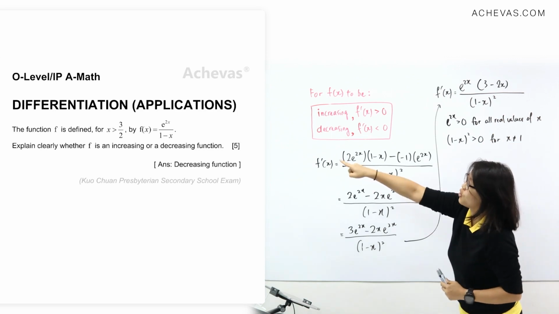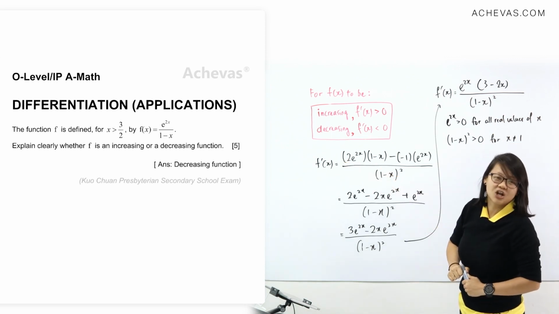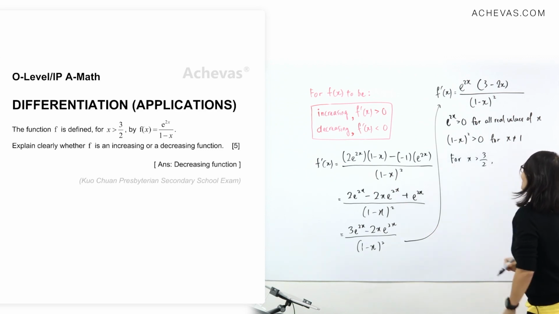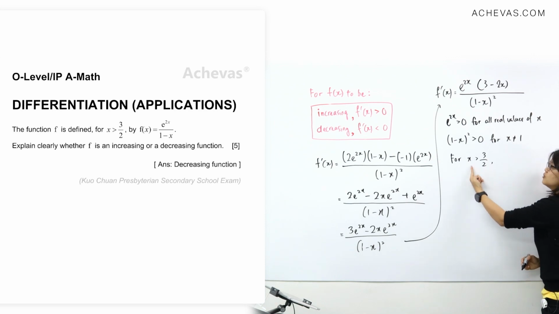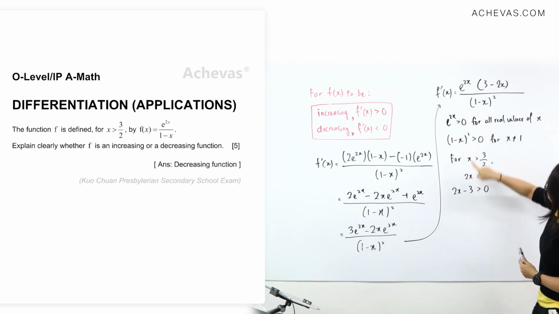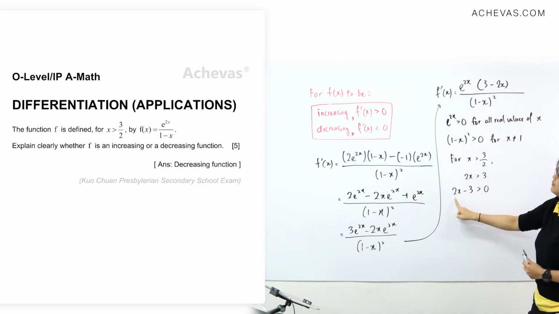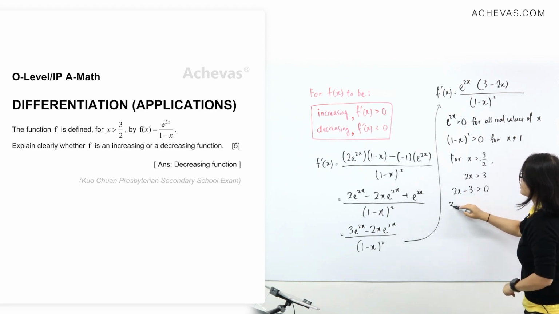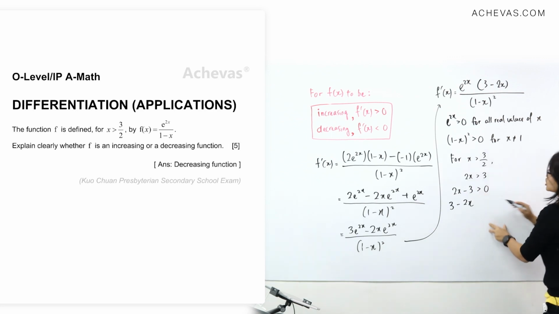Now let me take a look at this 3 minus 2x. I'm going to make use of what is given to me, which is x more than 3 over 2. So for x more than 3 over 2, I'm going to rearrange these two. Division, move to multiplication. So I get 2x more than 3, followed by shifting 3. I'll have 2x minus 3 more than 0. Now notice that my expression here is 3 minus 2x, which is the opposite sign of this one here. So I'm going to multiply a negative. I have 3 minus 2x now. Remember this inequality, I'm going to change the sign to less than 0.